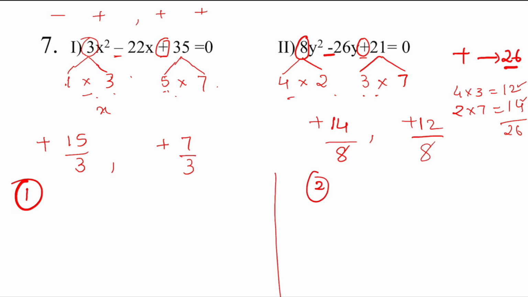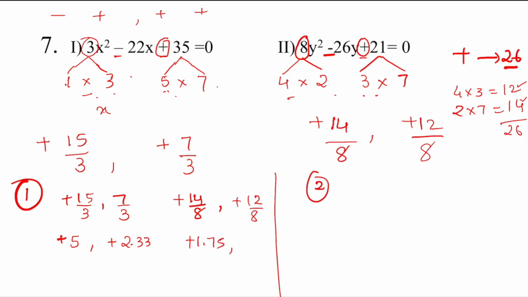Okay, so these are the x values: plus 15 by 3, plus 7 by 3, plus 14 by 8 and plus 12 by 8. In decimal, when we divide, 3 5s are 15, so it is plus 5. 7 divided by 3 will give us plus 2.33. 14 divided by 8 will give us plus 1.75, and 12 by 8 will give us plus 1.5.